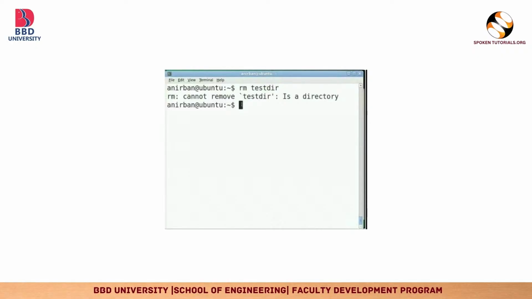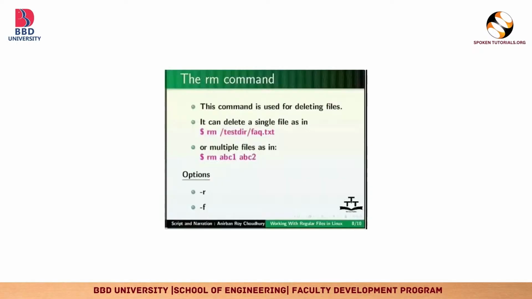But if we combine the -r and the -f option, then we can do this. Type rm -rf space testdir and then press enter. Now the testdir directory has been successfully deleted. Let us now go back to the slides to study the next command, the cmp command.